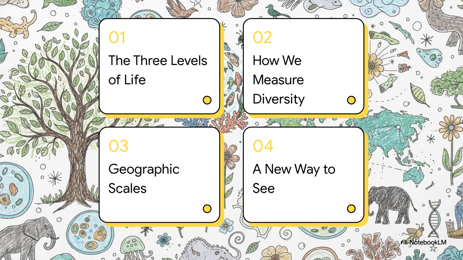So here's our game plan. First, we're going to break down the 3 fundamental levels of life. Then, we'll see how scientists actually measure all that variety. And finally, we'll learn how to apply all this at 3 different geographic scales. I promise, by the end of this, you won't just see a forest. You'll see this complex, interconnected, living system.